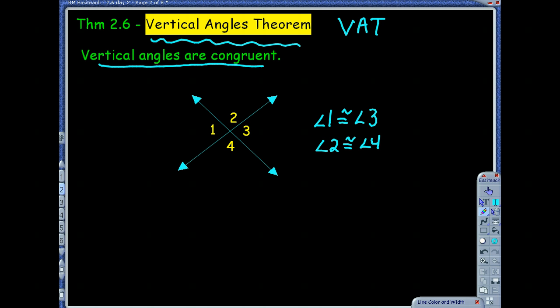Exactly. The definition of vertical angles only says what they are. Vertical angles are a pair of angles that are created by two intersecting lines, two pairs of opposite rays. It doesn't ever say anything about them being congruent.